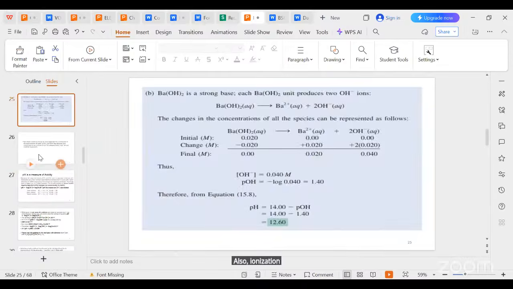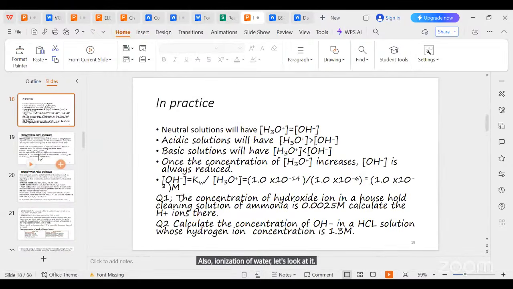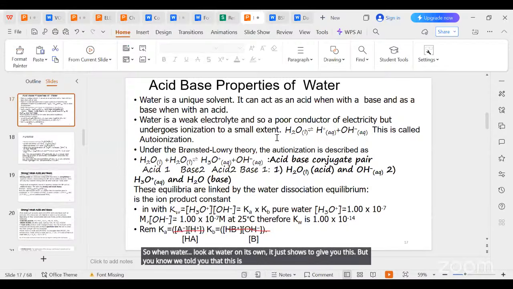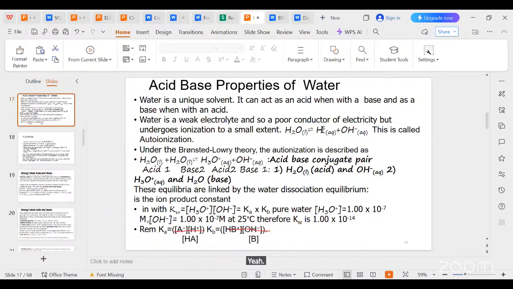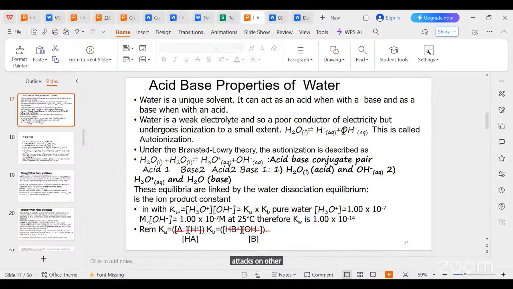Autoionization of water, let's look at it. Look at this. This is the autoionization of water. When we look at water on its own, it dissociates to give you this. We told you that this is how we explain it in a simple way. But what actually happens is that the hydrogen ion doesn't stay on its own. From the first Arrhenius theory, what happens is that it attacks a water molecule to form the hydronium ion, and another water molecule to form the OH minus.